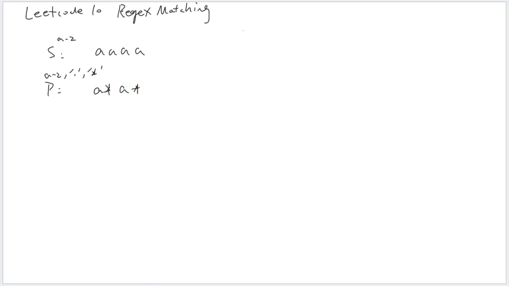A first intuitive solution would be to recursively compare the first character in string S and the first two characters in string P. Not all the two characters in string P will be used, but we need to consider the case where it is composed of a character followed by a star character. So let's say we want to implement a match function that takes in a string S and a string P.